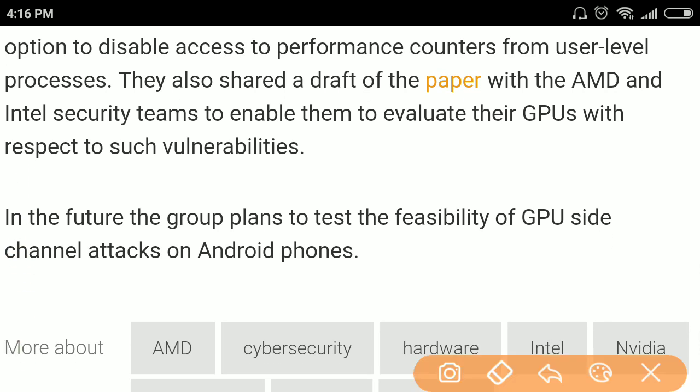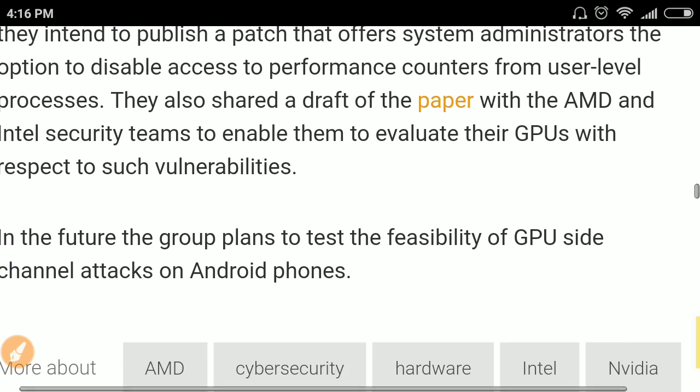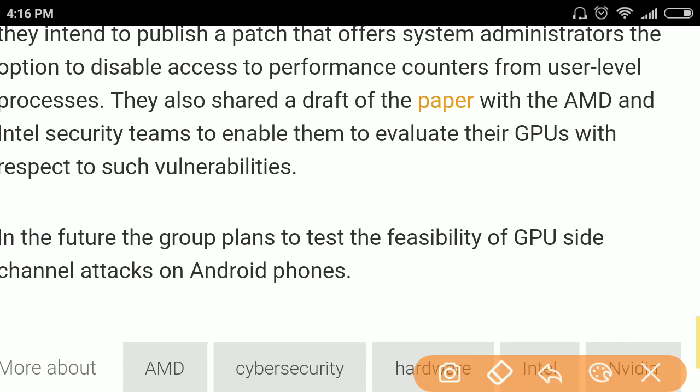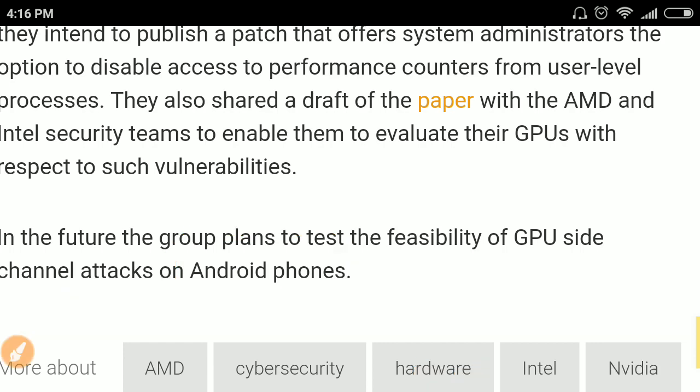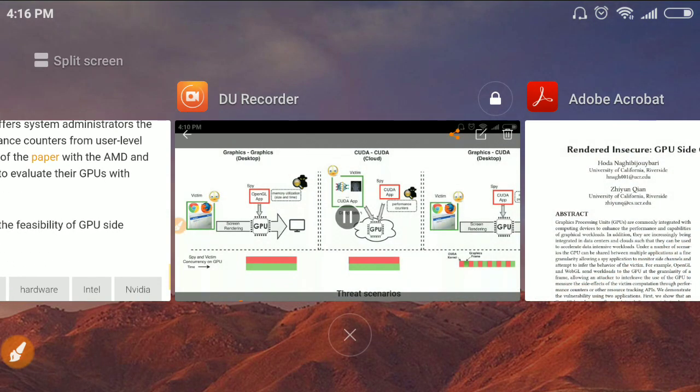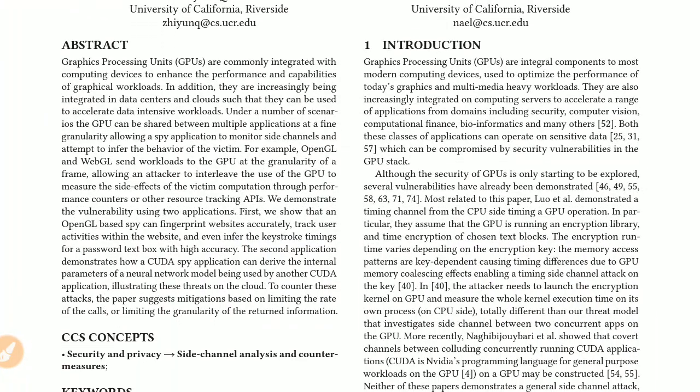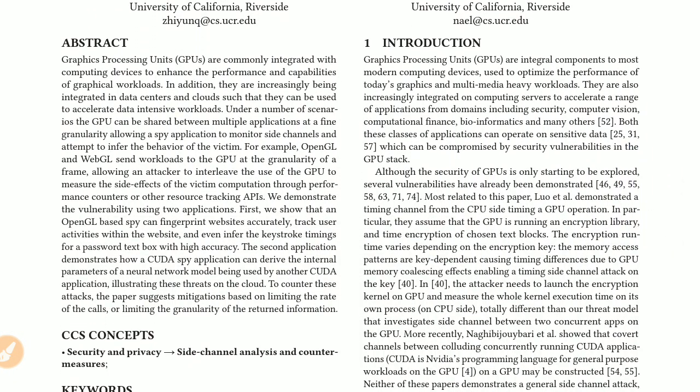They also reported this to AMD and Intel's team. Now in future they are planning to conduct side channel attacks against Android devices. Now this is the entire research paper.